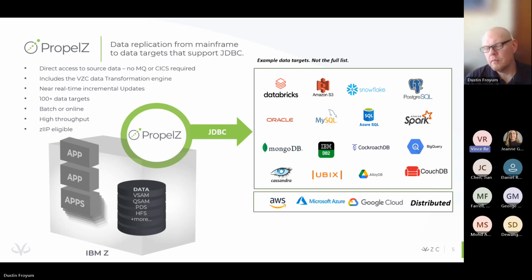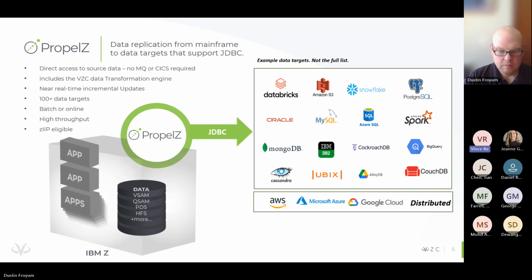So what PropelZ does is it embeds the VirtualZ transformation engine that's able to use a little bit of metadata that describes what that record looks like. And then we can understand those records on a field by field by field basis. A lot of times that idea of metadata is the heavy lifting in these kind of systems. It's hard to materialize if you don't have it.